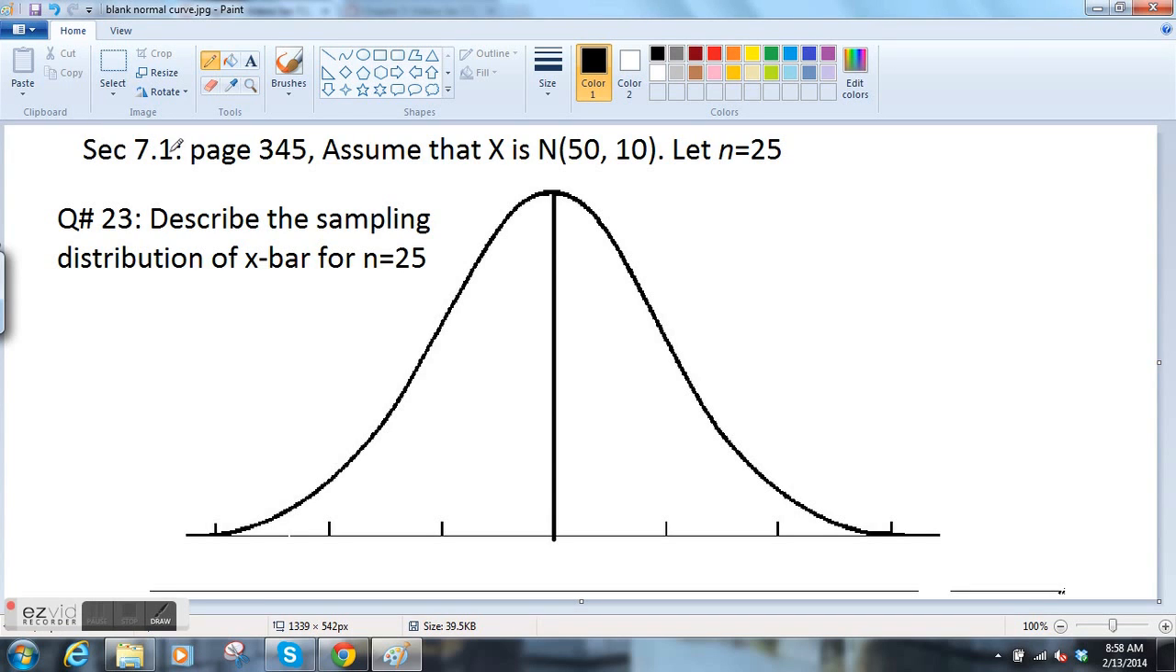Hi you guys, this is section 7.1. I wanted to go over a problem where you're asked to describe the sampling distribution of x bar. So here we are, page 345, and I'm looking at question number 23.